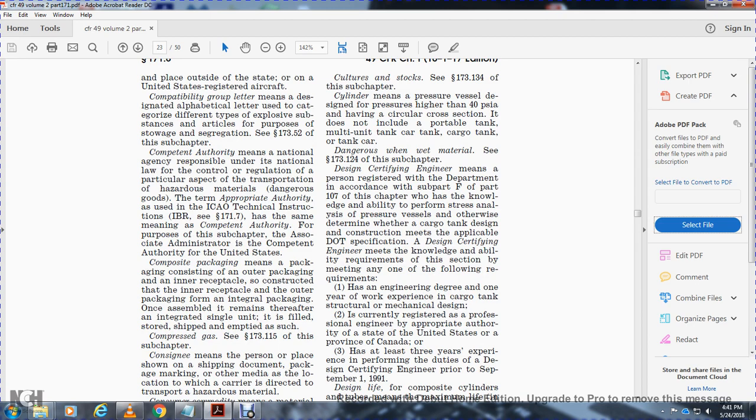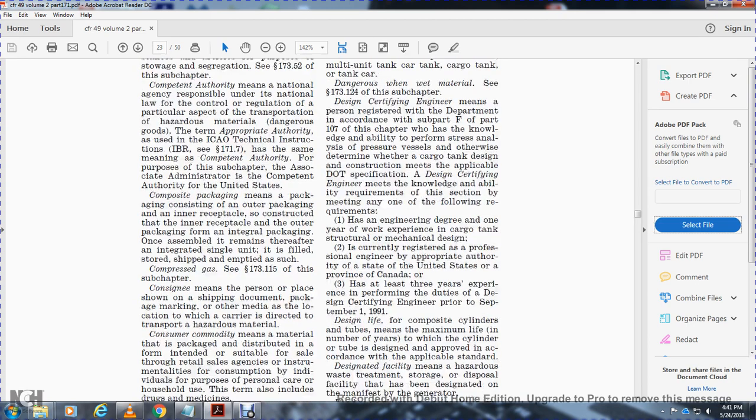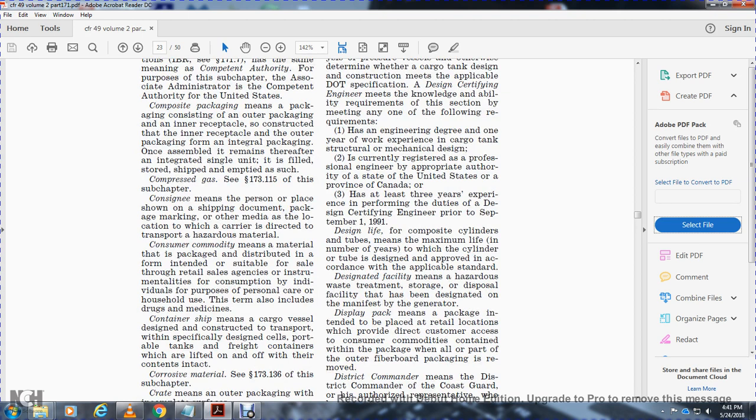Consignee means the person placed with the shipping document, the packaging, the marking, other media, the location where the carrier directs transportation of the material. Consumer commodity means material packaged and distributed in a form intended or suitable for sale through retail sales agencies or instrumentalities for consumption by individuals for the purpose of personal care or household use. The term also includes drugs and medicine.